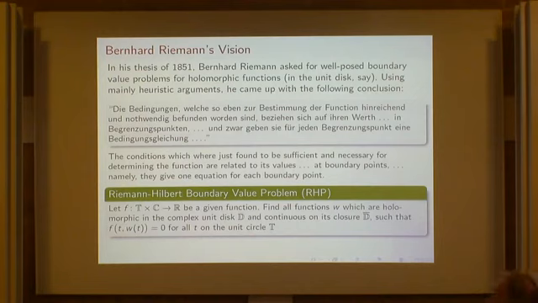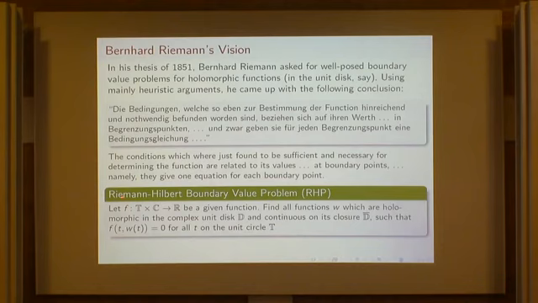Bernhard Riemann was interested in his thesis in well-posed boundary problems for holomorphic functions in some domain. We restrict ourselves to the unit disk, and he came up with the following setting. We are looking for holomorphic functions W in the complex unit disk, which extend continuously to its closure, such that they satisfy a boundary condition of this type: F(t, W(t)) = 0 for all t on the unit circle.